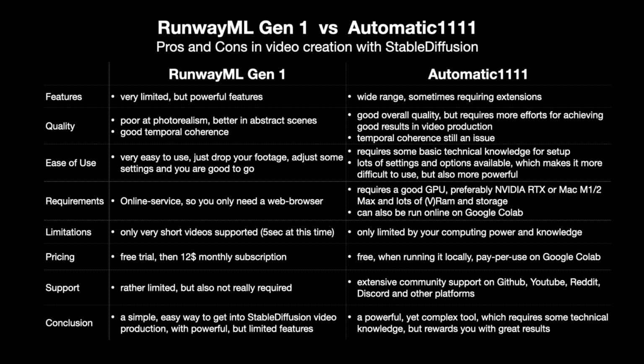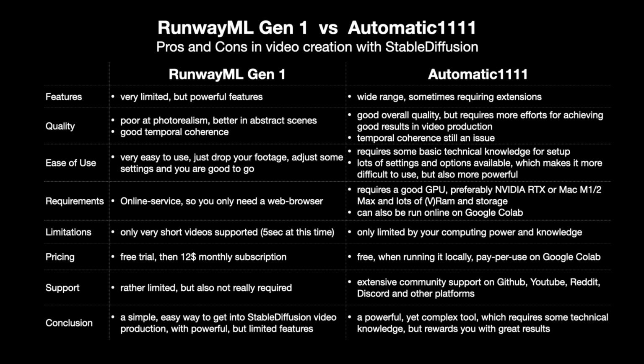With Automatic1111 you can get a much better quality, but it requires more efforts and knowledge and sometimes needs some workarounds. Runway is extremely simple to use, while Automatic1111 requires some technical understanding to install and run it on your machine. In terms of requirements, Runway doesn't really need much, as it's an online service, while Automatic1111 requires a powerful machine and a good graphics card, preferably from Nvidia. If your machine isn't up to these requirements, you can also run it on Google Colab, which is a remote service by Google and uses their infrastructure, which is quite powerful. I will leave a link down below.